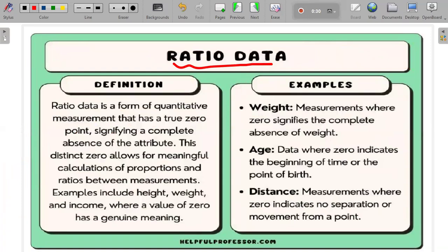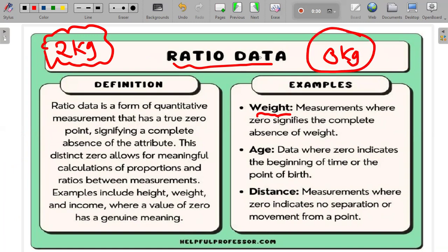Okay, so for example, weight. If you buy sugar, you say this sugar is 2 kgs. That sugar will be present there if it is 2 kgs. But if we say there's 0 kg of sugar, it means that sugar does not exist. There is nothing. So that's the difference with the interval data.